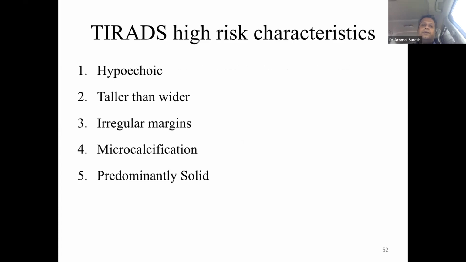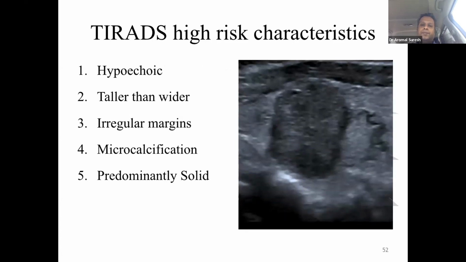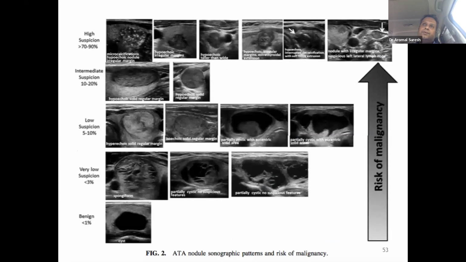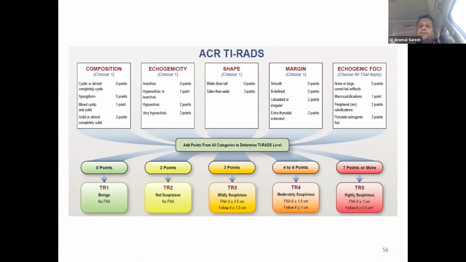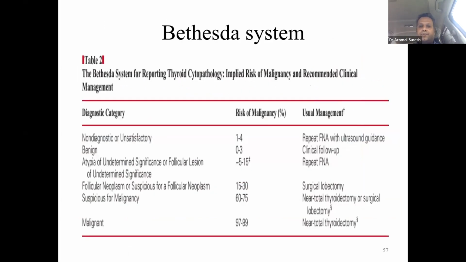So if we combine all these five things together, you can have your TI-RADS classification. Before that, Kwak started it, but due to the difficulty in using that one, later ATA came up with the ATA sonological pattern, and now it is ACR TI-RADS. Most of us are following ACR TI-RADS. Whenever you are working anywhere, whenever you are quoting any TI-RADS, always mention which TI-RADS you are using. Is it Kwak, or is it EU-TIRADS, or is it ACR TI-RADS? Because there are so many classification systems, there's no standardization. So always mention whichever classification you are following.